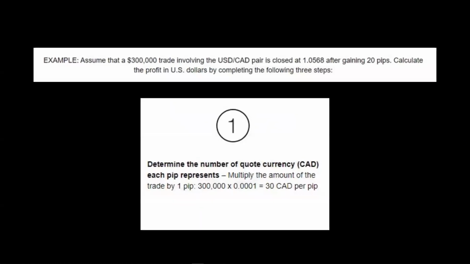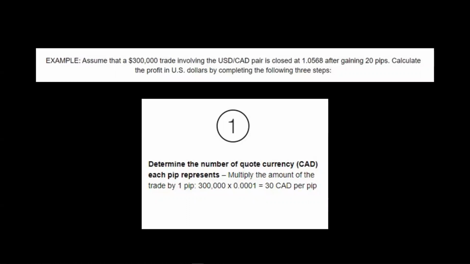First, determine the number of quote currency, or CAD, each pip represents. Multiply the amount of the trade by one pip. So that's 300,000 multiplied by 0.0001, and that's equal to 30 CAD per pip. Second, calculate the number of base currency, or USD per pip. Divide the number of CAD per pip from step 1 by the closing exchange rate to arrive at the number of USD per pip. So that's 30 divided by 1.0568, and that's equal to 28.39 USD per pip.